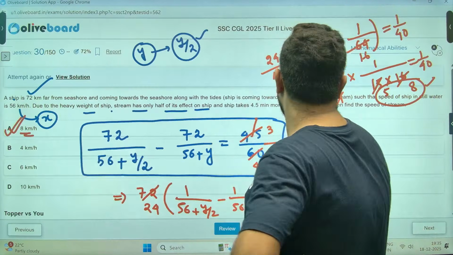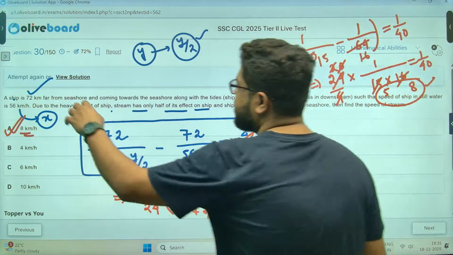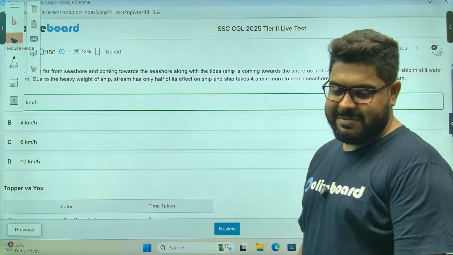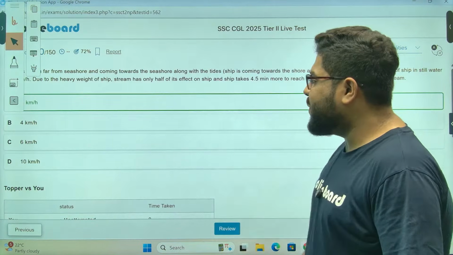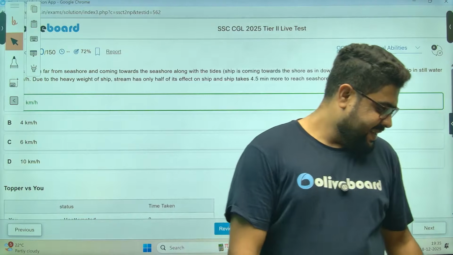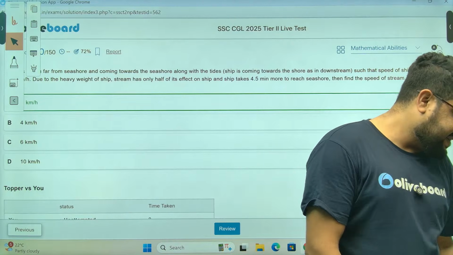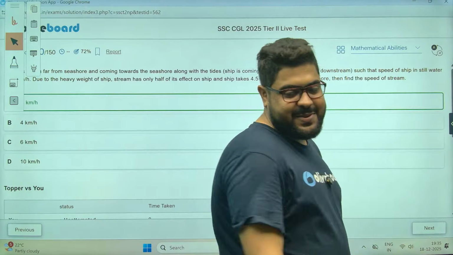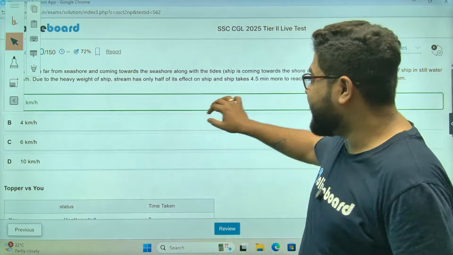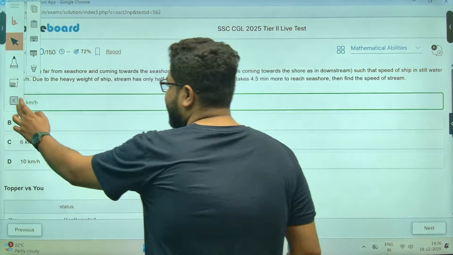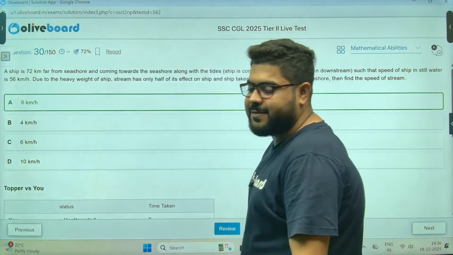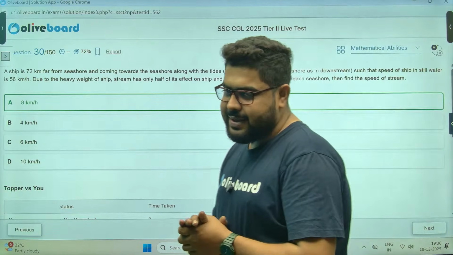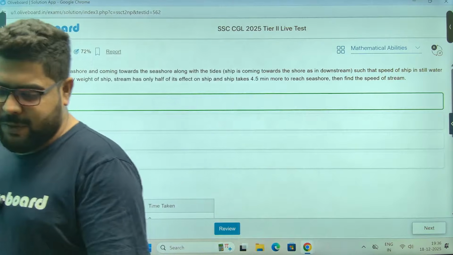First option means 1 by 40, 1 by 40. I'm lucky that I got the answer, otherwise the calculation would have been very big. We just got the answer in the first go itself. This last question was calculative, definitely. But again, we were very lucky that we got our answer in the first go itself. It was 8 itself, otherwise I would have had to do the whole thing.